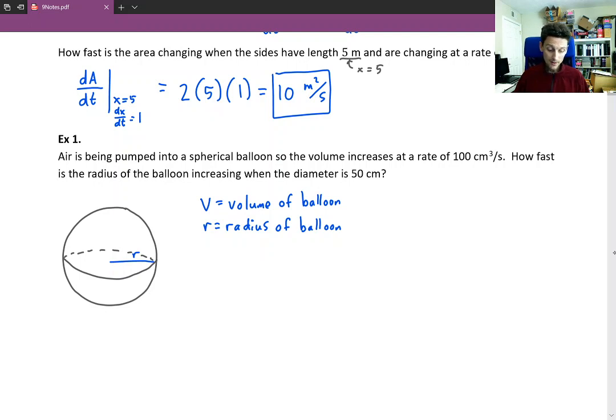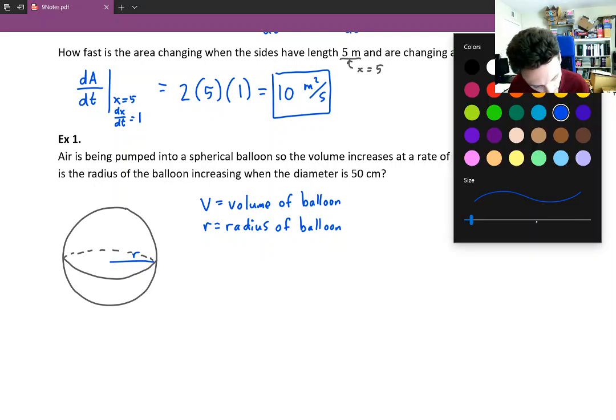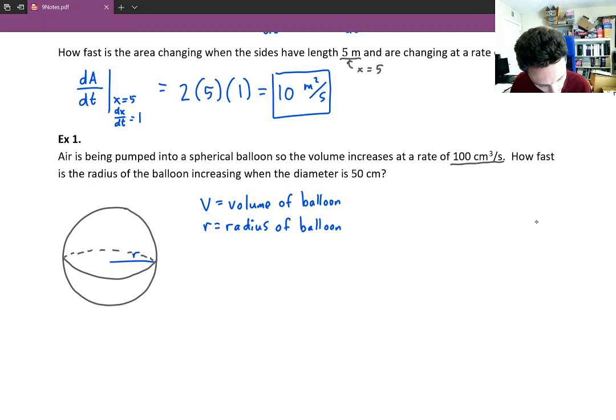The reason we're including a volume as a variable is because we're given the rate at which the volume is increasing. It's 100 cubic centimeters per second. So we need a variable to talk about volume so that we can then write that this 100 cubic centimeters per second is the rate at which volume is changing with respect to time. In other words, dV/dt is 100. And this is in cubic centimeters per second. So there's dV/dt is 100 cubic centimeters per second.